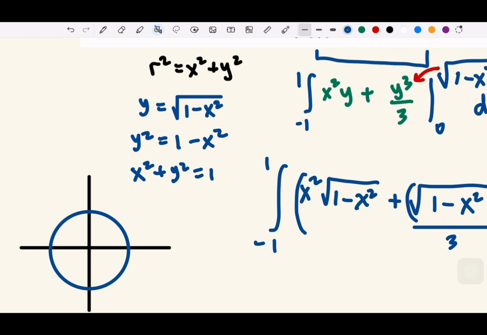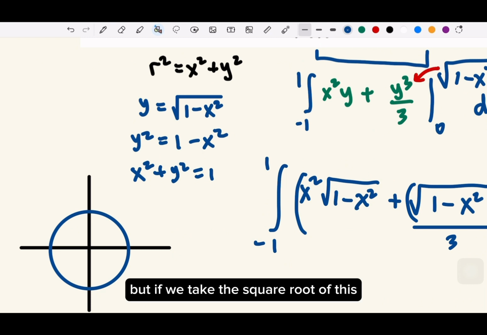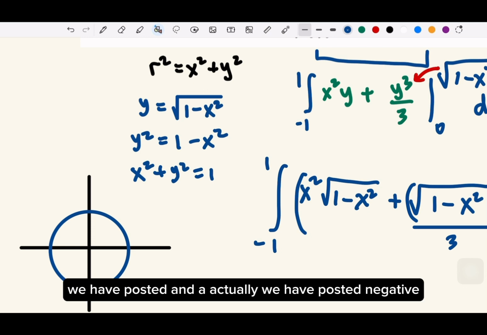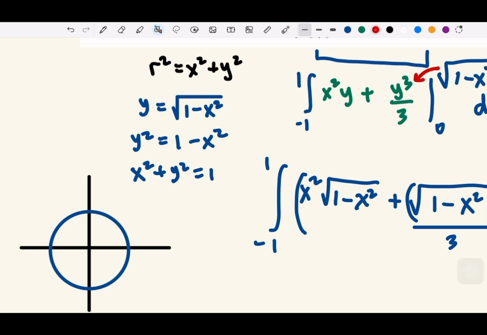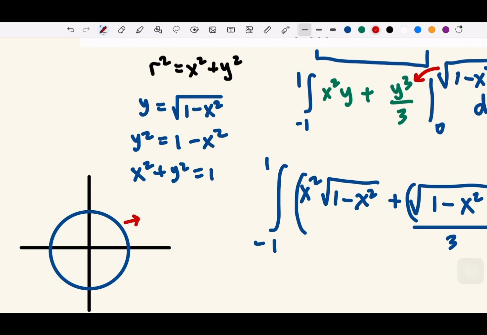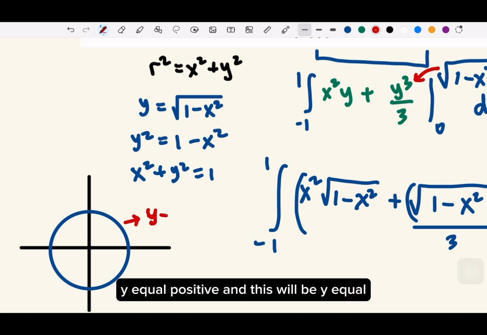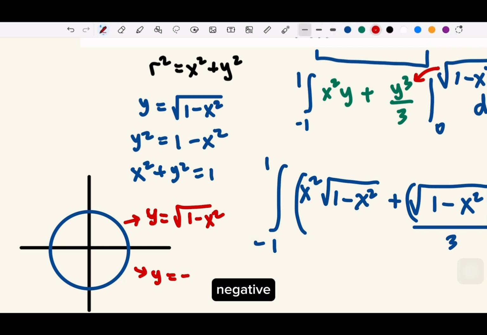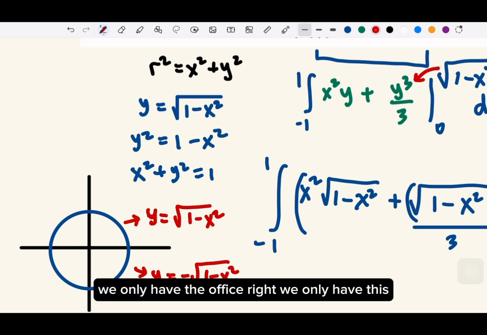Okay, this is a circle, right? But if we take the square root of this, we have positive and negative. If we take the square root, this will be y equal positive, and this will be y equal negative, right? In our case, we only have the positive, right?